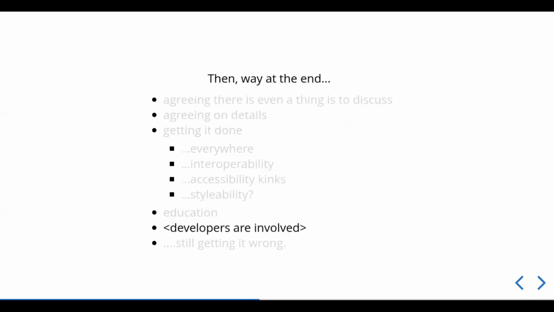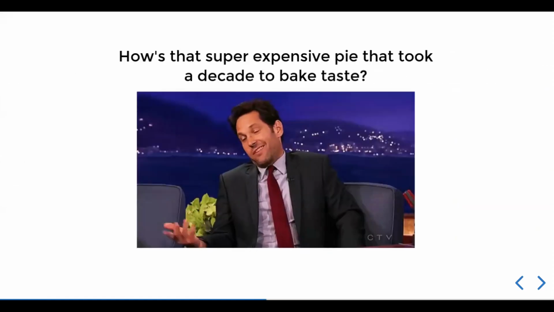And then finally, at that point, we get developers involved way, way at the end. And we ask them, hey, how is that super expensive pie taste that took a decade and millions of dollars? And the response is frequently, it could be better, to be honest. So that sounds very, very depressing, but that is sort of like the historical challenge.